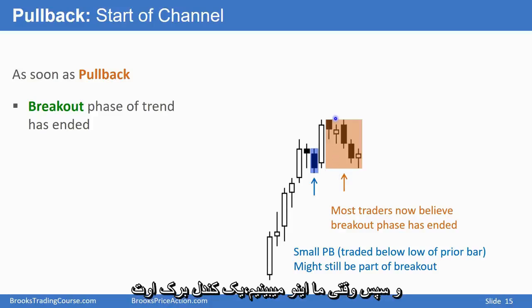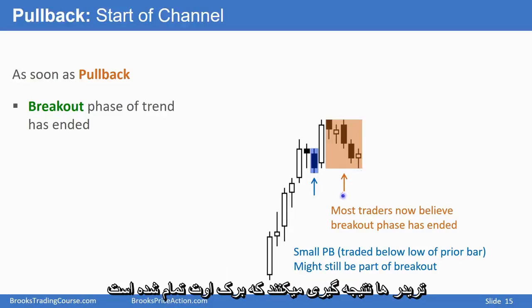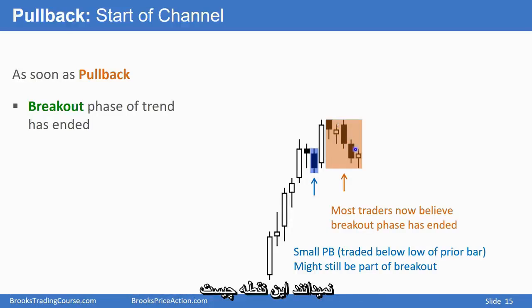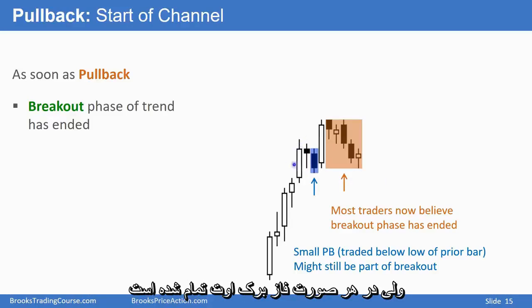And then now, once we see this, a breakout bar with a bear bar, another bear bar, a fairly deep pullback, traders will conclude that the breakout definitely has ended. They don't know at this point if it's still in a fairly tight bull channel or instead in a trading range. But in any case, the breakout phase has ended.